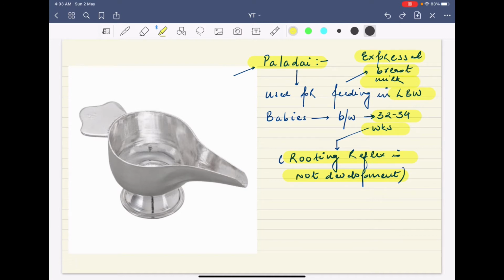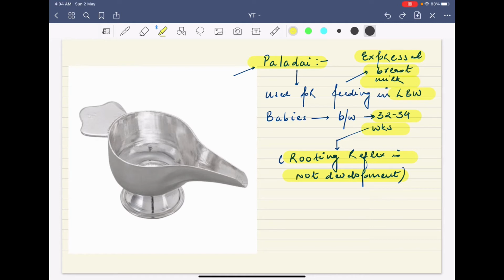Now you can see here that it is an image of a paladai. It is used for feeding low birth weight babies between 32 to 34 weeks of gestation, and you know that in low birth weight babies there is an underdeveloped rooting reflex. So we need to have some object so that we can feed the baby. So this object is a paladai, or we can also use a spoon. Now here the mother has to express the milk and give the milk to the baby in this paladai or spoon.